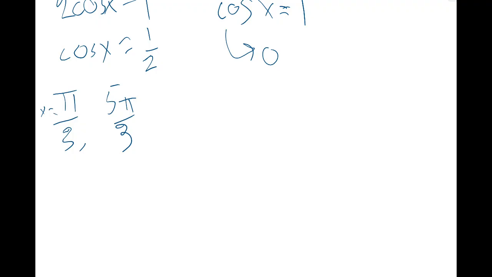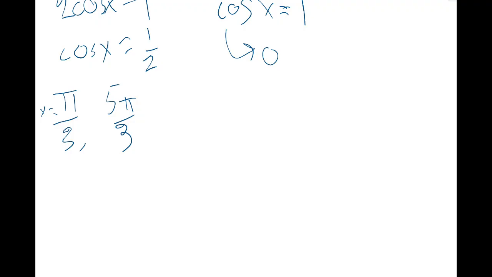X equals. But this one, we weren't given a restrictive domain to keep our answers in. So we're going to have to do the general solution thing where we have to continue adding whatever. So this function is dealing with cosine. We know the period of cosine is 2 pi. So we're going to have to add 2 pi k to all of these.